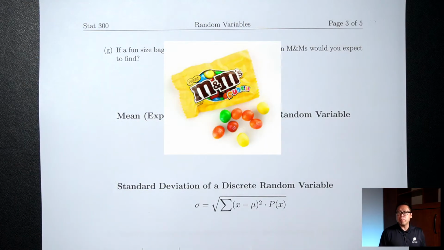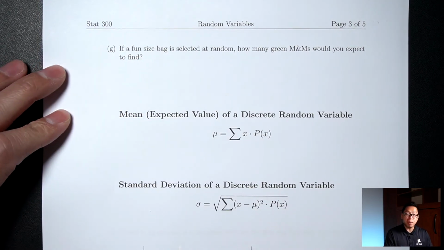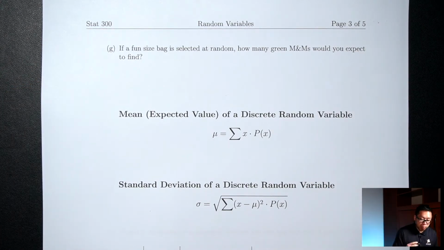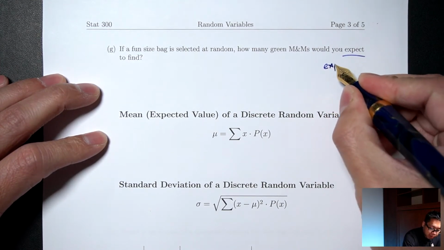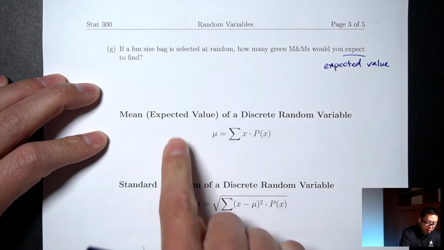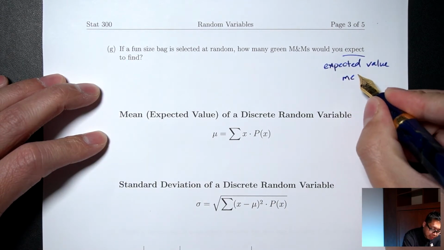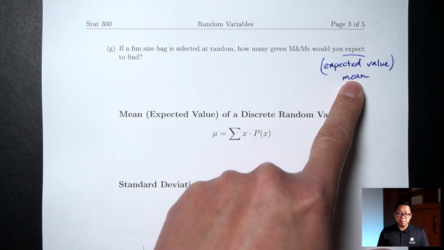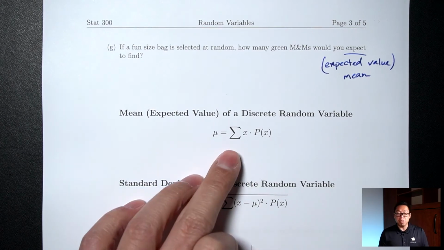Continue with our green M&Ms example. Part G. If a fun size bag is selected at random, how many green M&Ms would you expect to find? The keyword there is the word expect. Anytime you see the word expect, what I'm looking for is the expected value, which is just another word for the mean. So what this question is asking is, find the mean. So how do you find the mean? Here's the formula for finding the mean. Let's talk about how to use this formula.